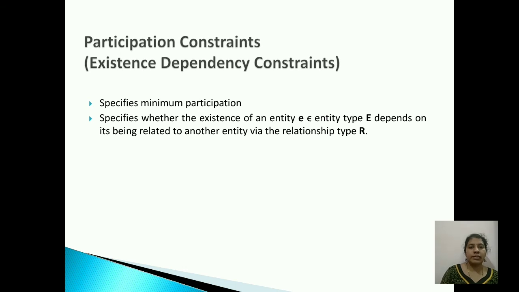Then participation constraints. This is another constraint under relationship. It specifies the minimum participation, like how many instances of an entity type E are participating in the relationship, and what the maximum number is. That can be shown using a participation constraint. It specifies the minimum participation, and whether the existence of an entity depends on its being related to another entity using the relationship. That is called a participation constraint.